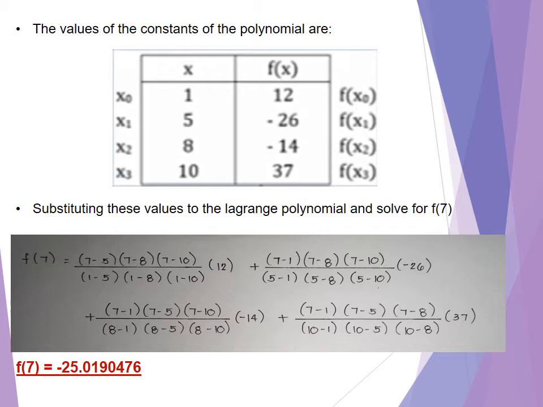So overall, by using calculator, makuha na nato ang function of 7. So ato i-solve. So ang answer ani kay negative 25.0190476. So magdepende ra gyud sa kung pila ka given data kay ma-determine man nato on what degree Lagrange polynomial nga atong i-use in interpolating. So that's all. Thank you.